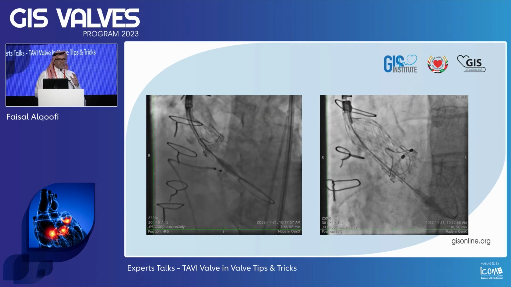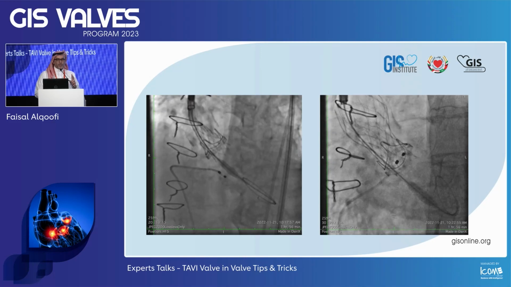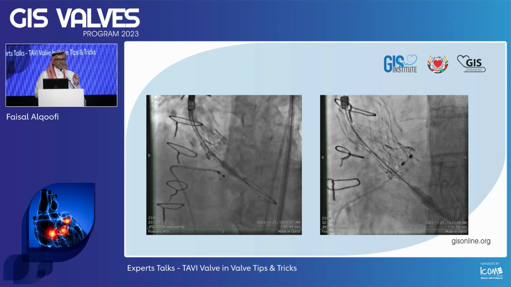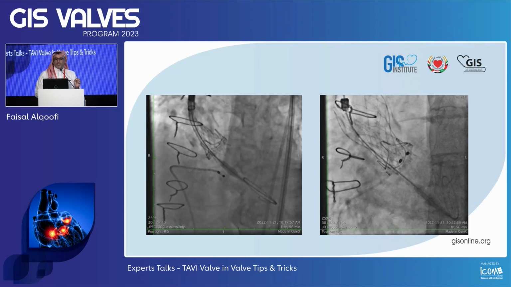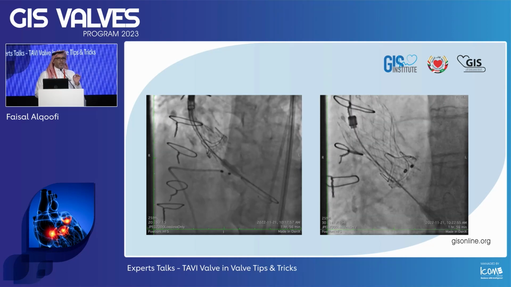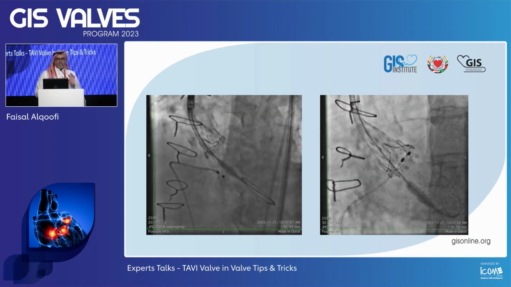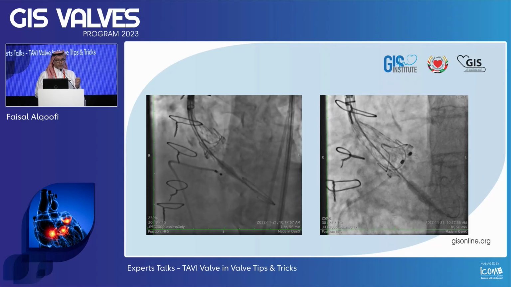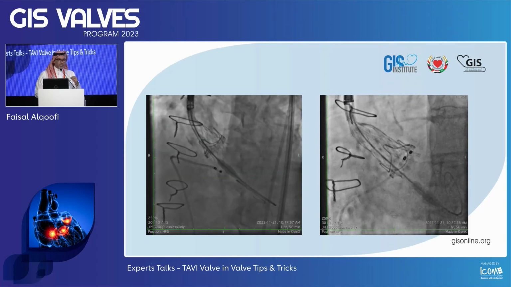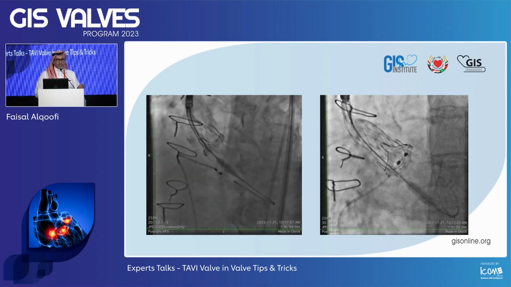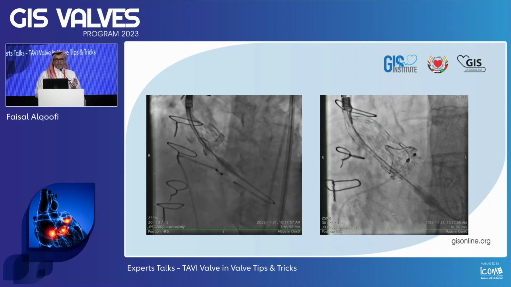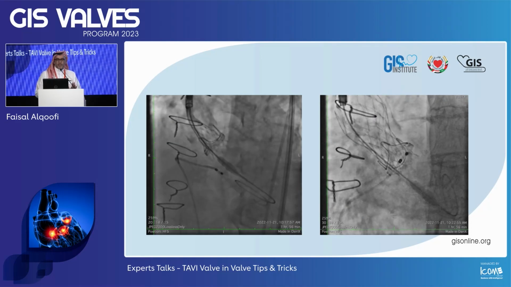We tried at least in 2 trials to deploy the valve higher than this, and each time when I aim for a higher deployment, the valve tends to pop up and I lose my position. So we accepted this location, although we know within a safe distance, the higher deployment you get in a self-expanding, the better hemodynamics. So now I deploy my valve.